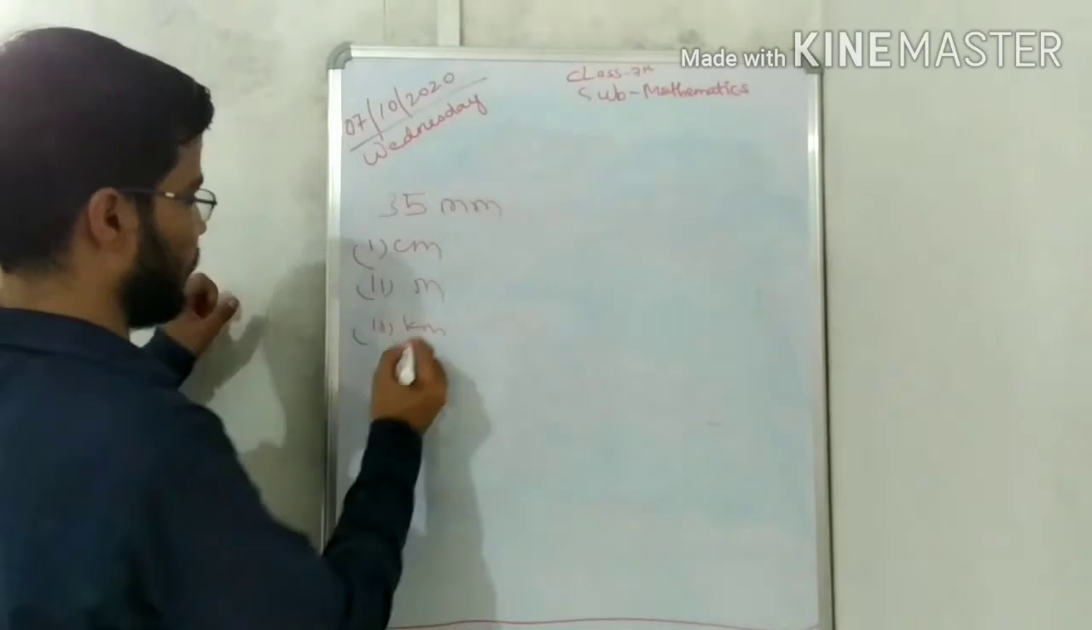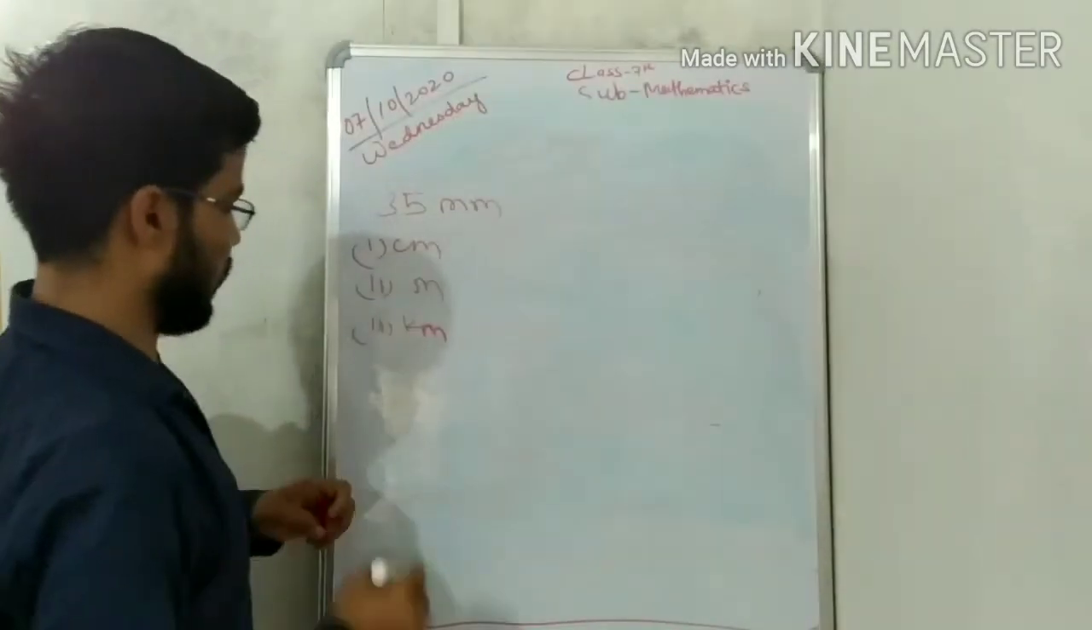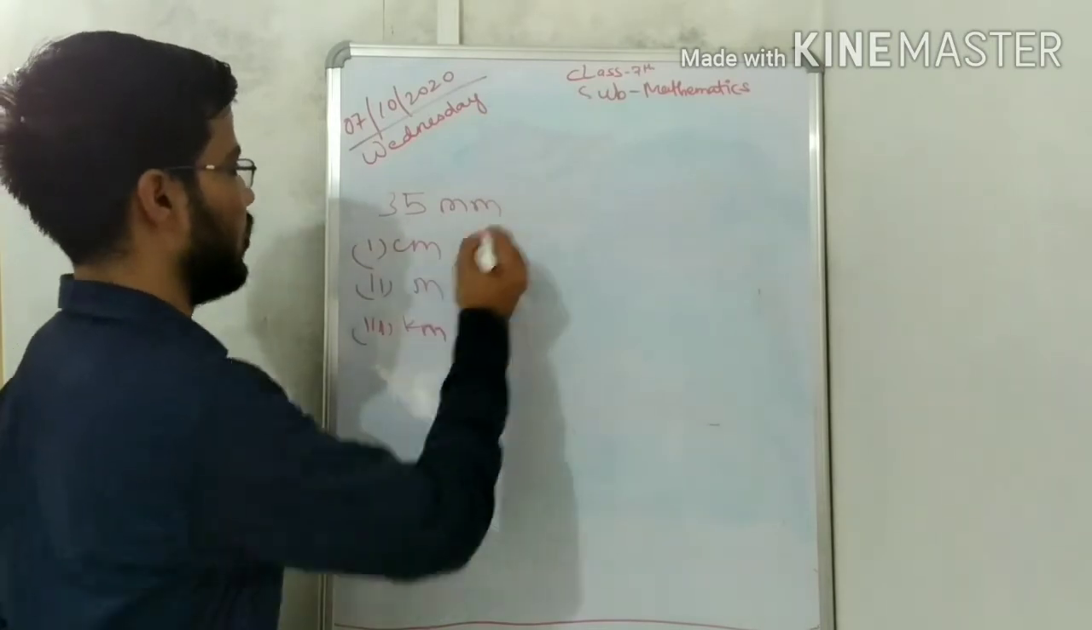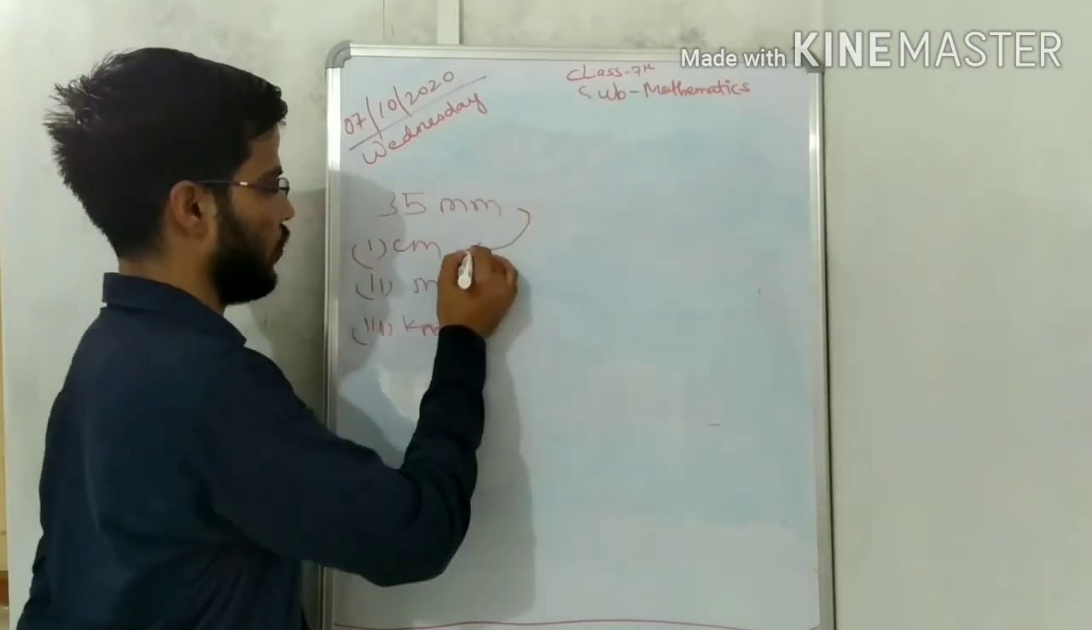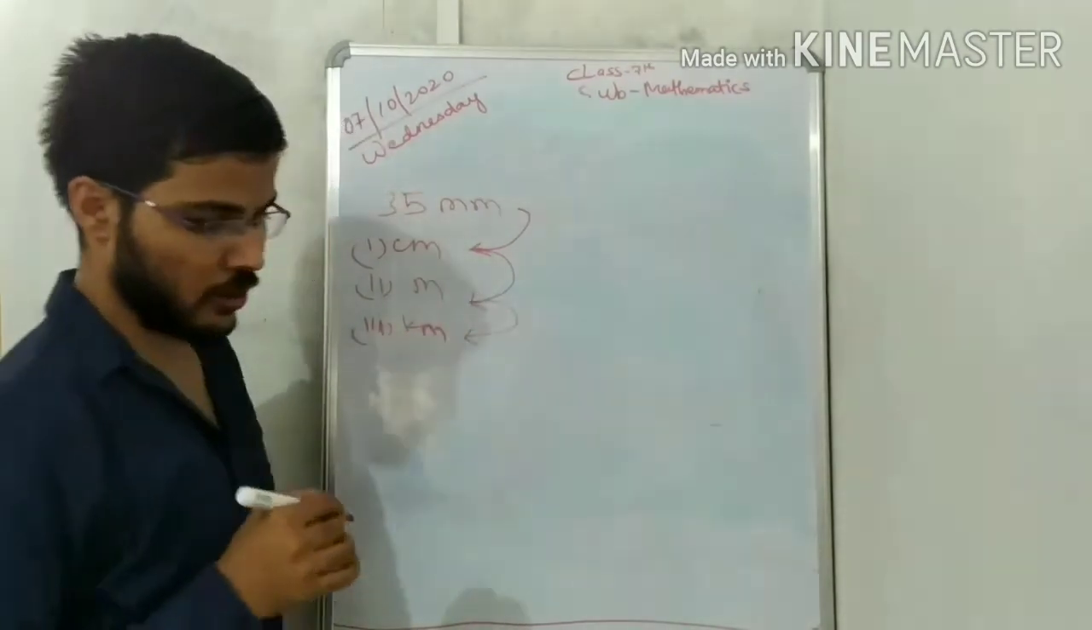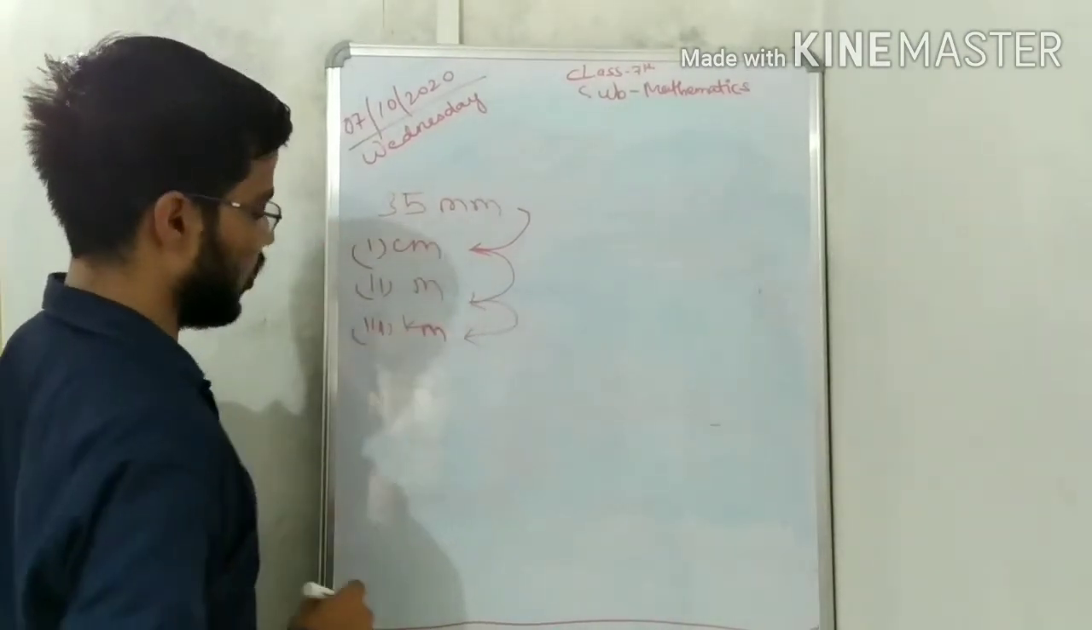How will you convert? You have studied this in class 6. In order to convert, first you will convert it into this, then from that answer you will convert into this, from that answer you will convert into this. Okay, so see how we will do.